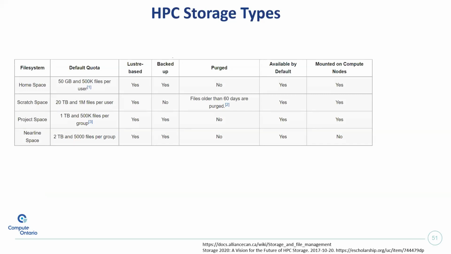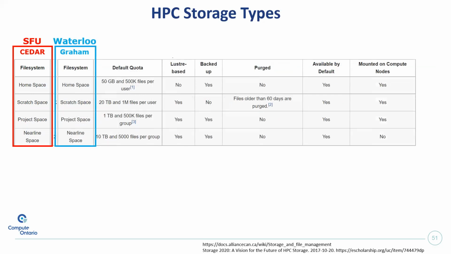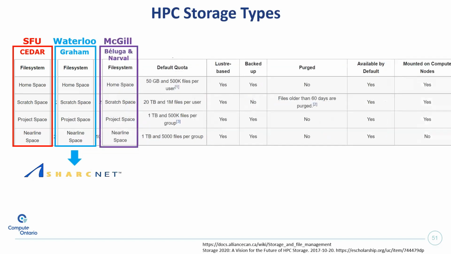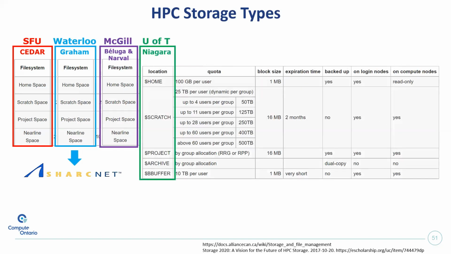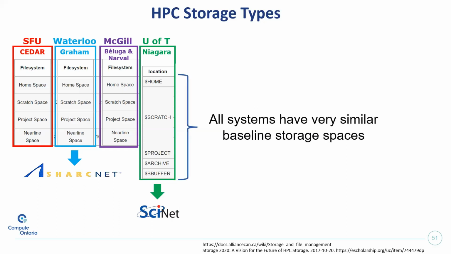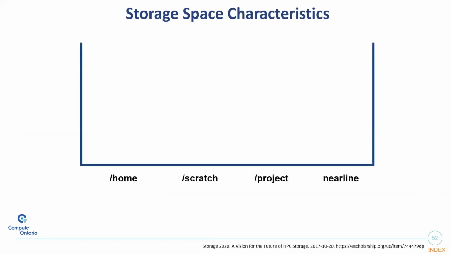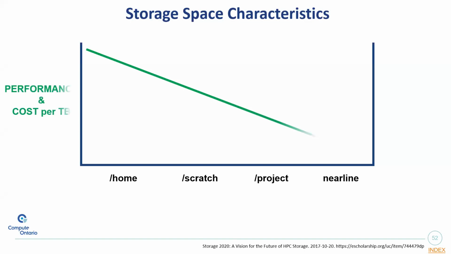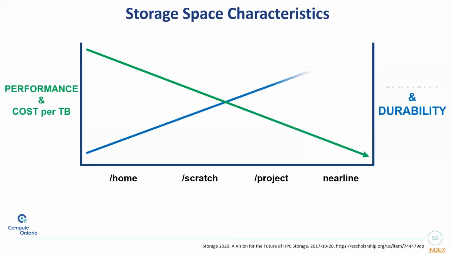Looking at HPC sites across Canada, we have Cedar at Simon Fraser, Graham at Waterloo under SharkNet, Beluga and Narwhal at McGill, and Niagara at U of T under SciNet. The takeaway here is that all of these systems have very similar baseline storage spaces like what I've just described. And looking briefly at storage space characteristics, we see that performance and cost go down as you progress through these types of storage, while capacity and durability go up.